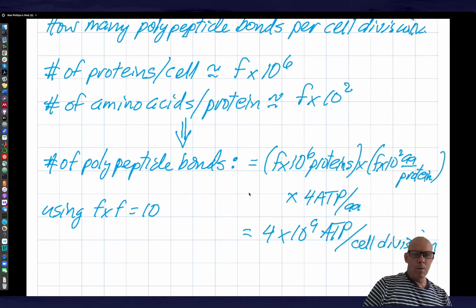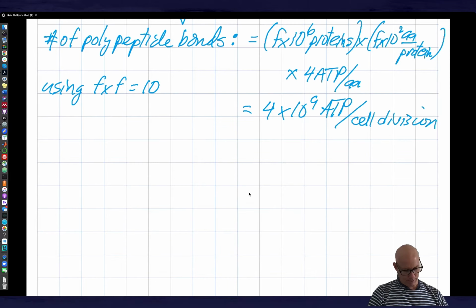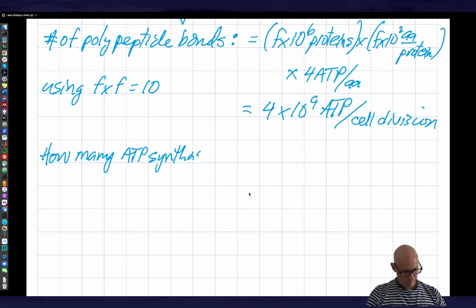And now we want to figure out what that implies about the number of ATP synthases. So how many ATP synthases are required to do that?